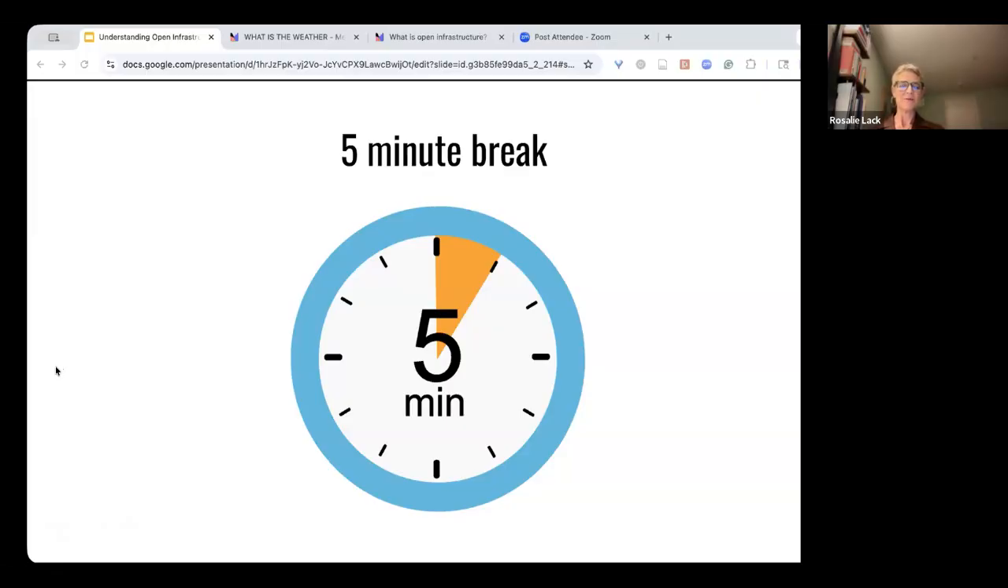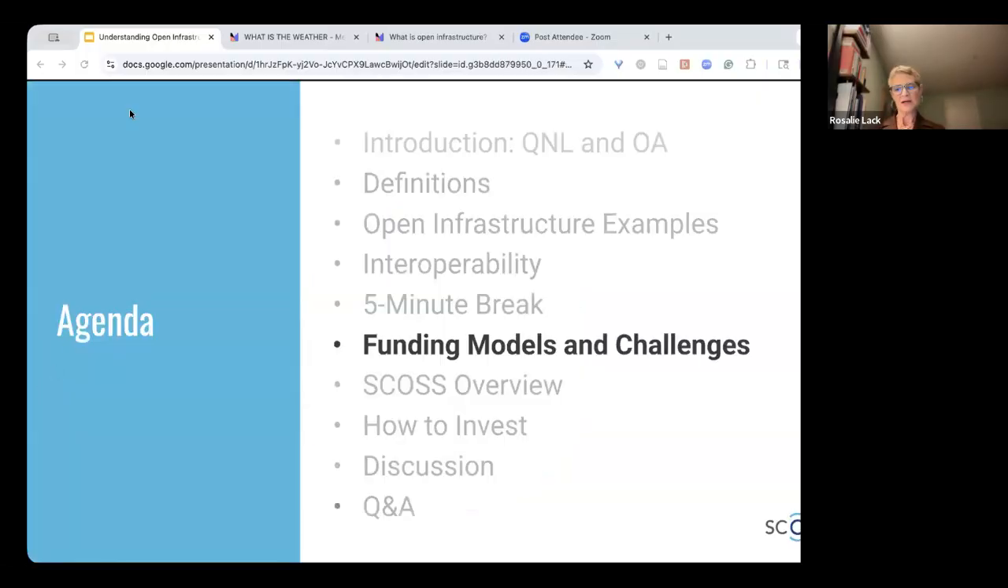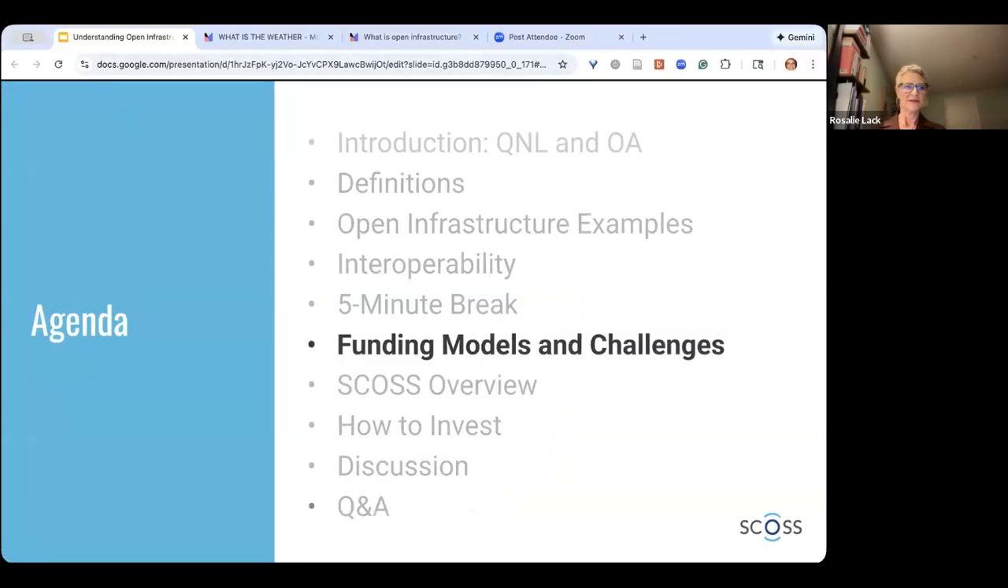I'm going to be moving into, I have to get my screen back here. Okay, great. So this is where we are in the agenda. I'm going to be talking about the different funding models and challenges, and then moving through an intro to SCOSS and on from there.